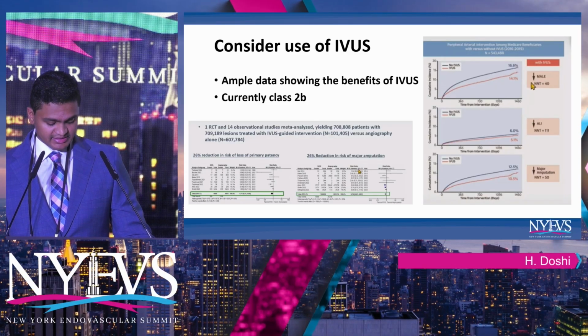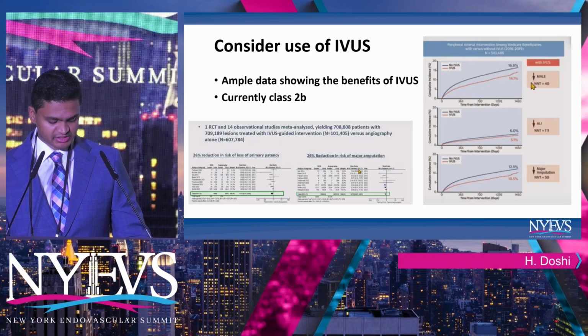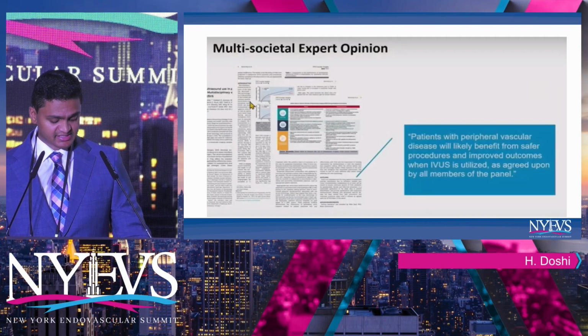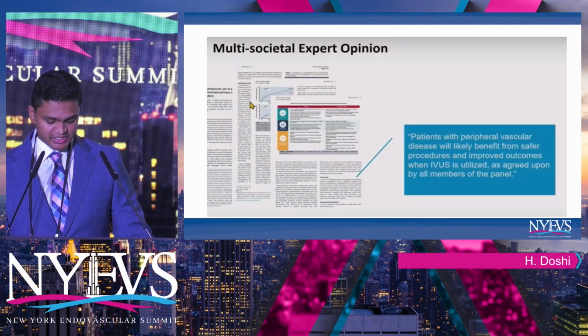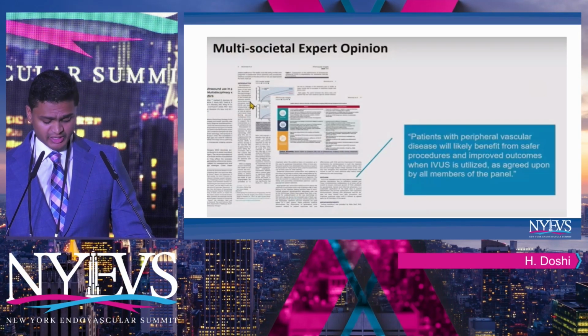And lastly, the data shows that using IVUS does have its benefits in improving hard outcomes, such as amputation rates and primary patency. In fact, there has been a consensus across societies that state that patients with peripheral vascular disease can benefit greatly when it's utilized.